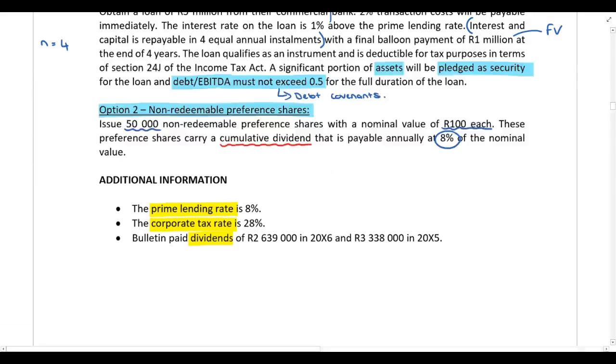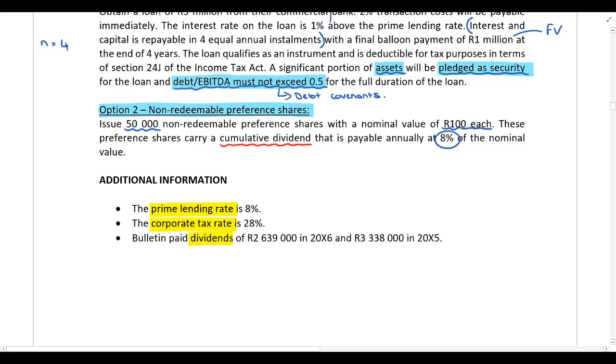And this applies to the loan. You were told that a significant portion of assets will be pledged as security for the loan, and debt to EBITDA must not exceed 0.5. So the loan has a significant portion of assets being pledged as security, and the problem with that is it will restrict the company's ability to borrow funds in the future. Because if they want to borrow funds in the future, they're also probably going to have to give assets as security, but they can't give those same assets as security. So that's what the problem is.